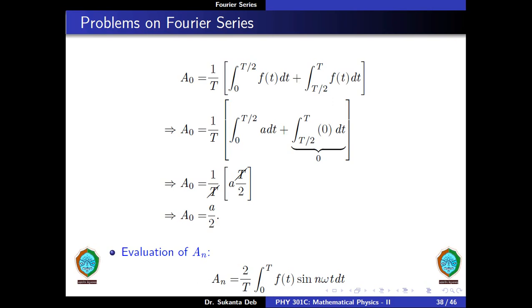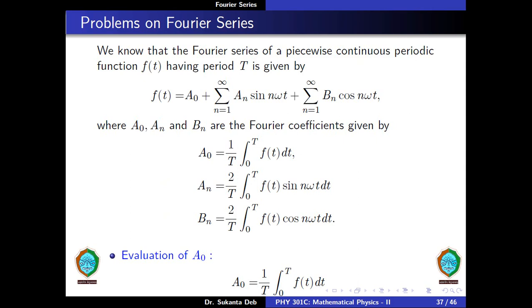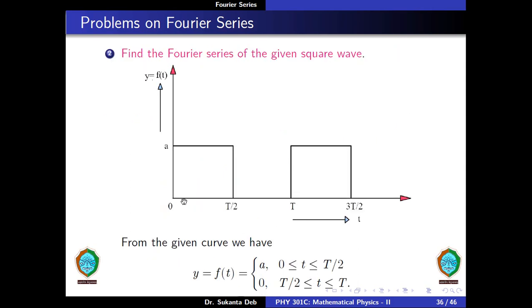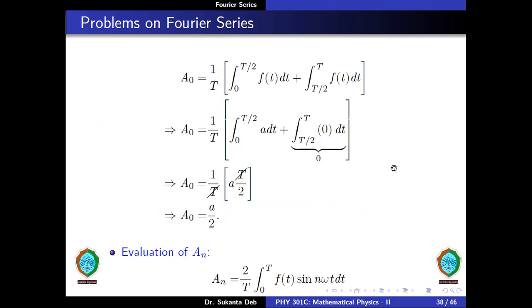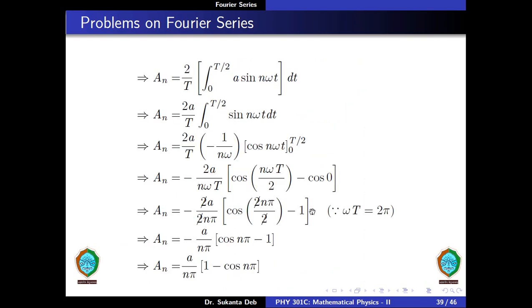Again, it is the mean or the average value of the function in the given periodic range 0 to capital T. So the mean value will be somewhere here, a by 2. So a by 2 will be this line. Now we evaluate the coefficient an. We know the formula for an is equal to 2 by T integral 0 to capital T f of t sine of n omega t dt.